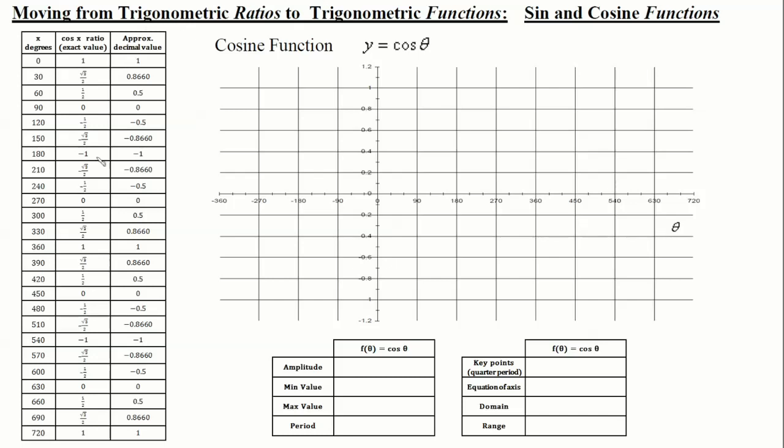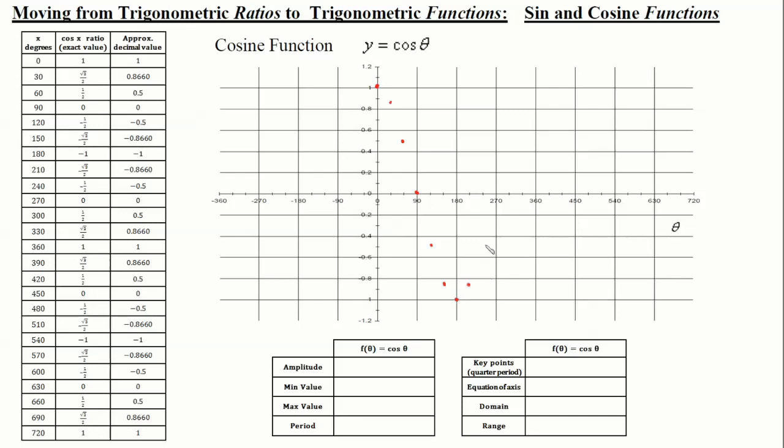Again, all of our values are here, so we can use this to graph the cosine function. Again, our degrees are on the x-axis and our cosine of x is on the y-axis. So at 0 degrees, our value is 1. At 30 degrees, our value is approximately 0.866. At 60 degrees, our value was 0.5. At 90 degrees, we were 0. At 120 degrees, we were negative 0.5. At 150 degrees, we were negative 0.866. It's going to take us somewhere approximately here. At 180 degrees, we're negative 1.